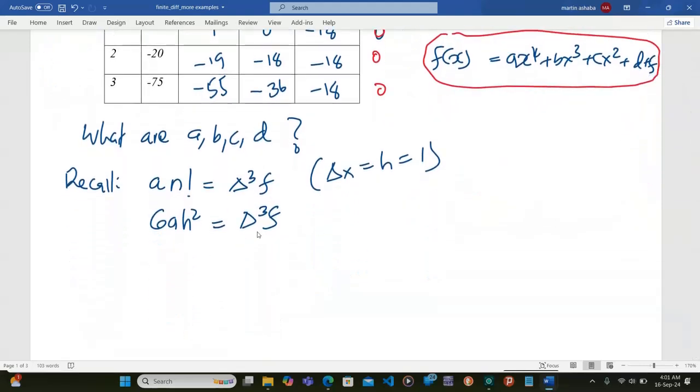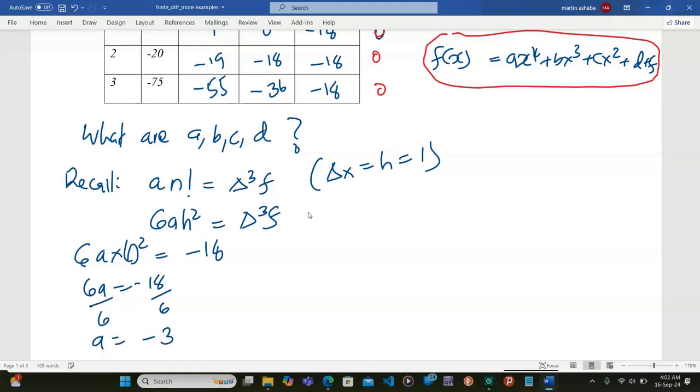So that means if my third difference is negative 18, a constant value, therefore I will have 6a times 1 squared equal to, what value is that? Negative 18. So I'll have 6a equal to negative 18, divided by 6, and my a is equal to negative 3.